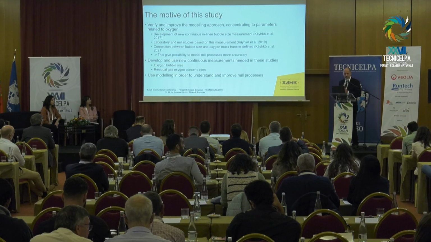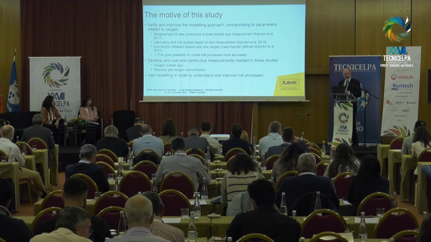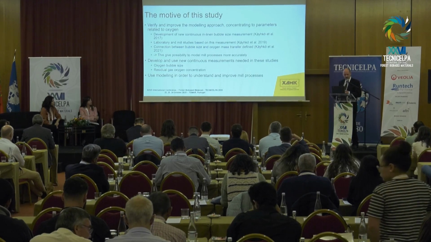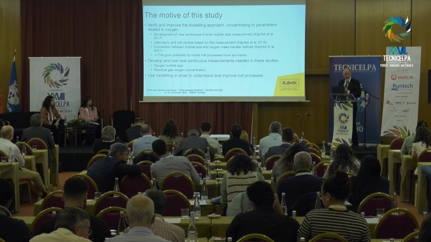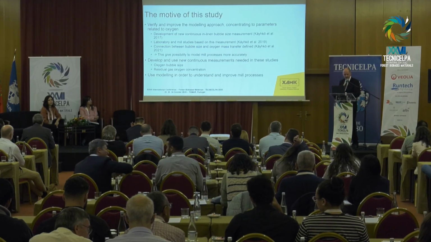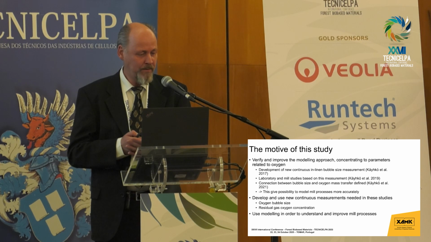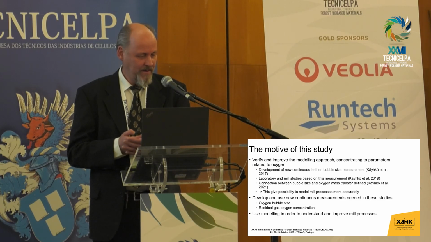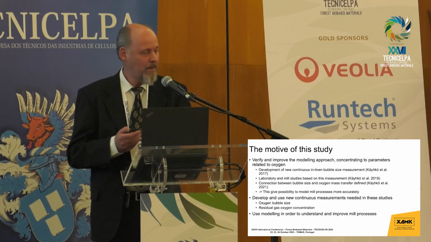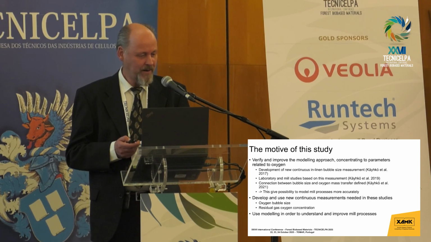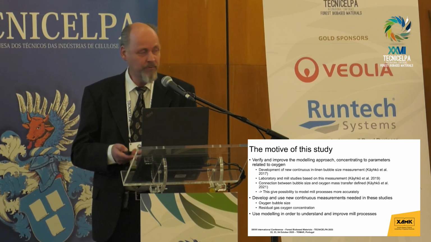This means that earlier this modeling was not possible, because people didn't know the concentration of dissolved oxygen in the process, which is a very important parameter. But through these studies, we now have the possibility to do that, and we have done it, and we are going further to learn whether things are really as we think they are. One idea is also to bring new online measurements to the pulp industry. One is the oxygen bubble size, and another very interesting and potential measurement we are doing now is the measurement of residual gas oxygen concentration, because this gives a lot of information about what is happening in these big reactors. The final target is to use this modeling to understand and improve these mill processes.